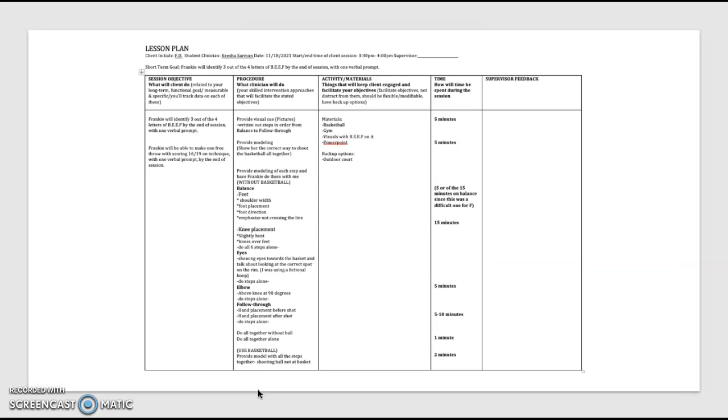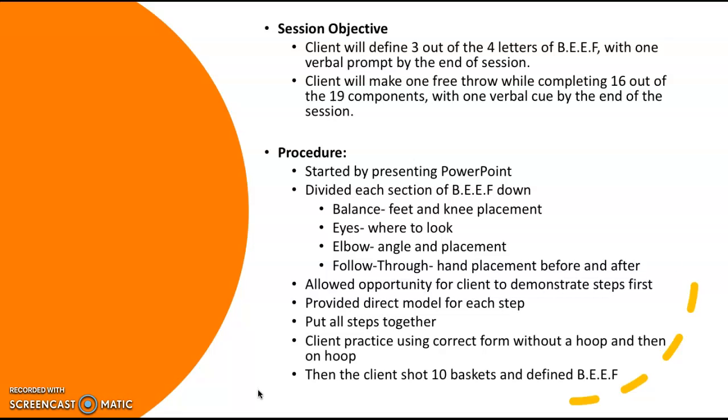For lesson 2, this was the lesson plan. It was pretty much the same. Where I changed is this step right here. I allowed opportunity for the client to demonstrate steps first, and then I provided the direct model for each step if it was even necessary. I found that the client did retain a lot of the information and didn't even need me to model. I also ended it the same way with shooting the 10 baskets and practicing.